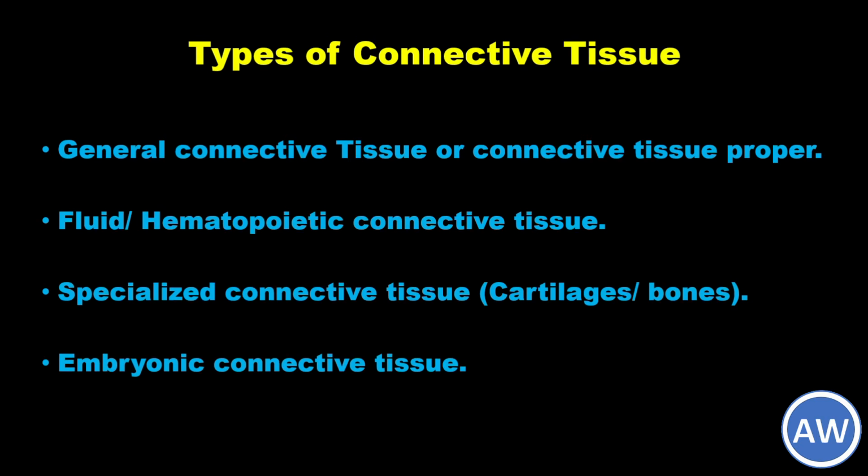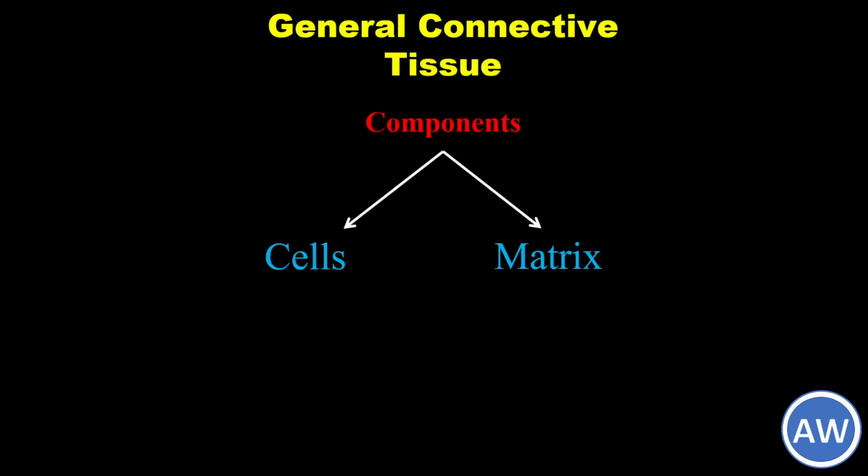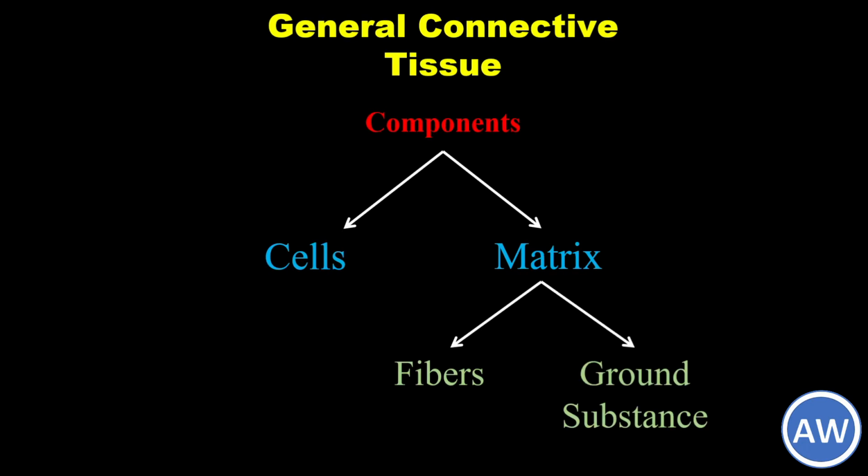While we are talking about the connective tissue over here, we will be discussing the general connective tissue or the connective tissue proper. Now, in a general connective tissue, as we have already described, there are components which consist of the cells and the matrix. The matrix can again be divided into the fibers and the ground substance. Now, let us deal with these components individually.